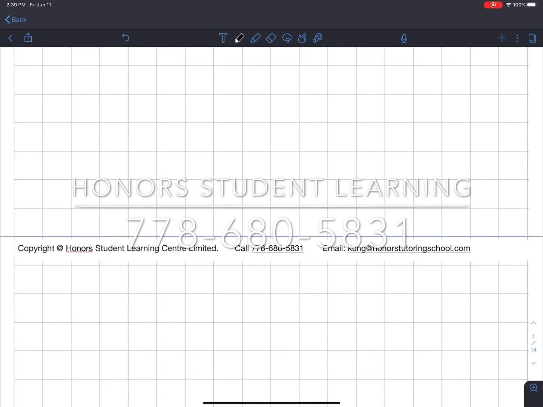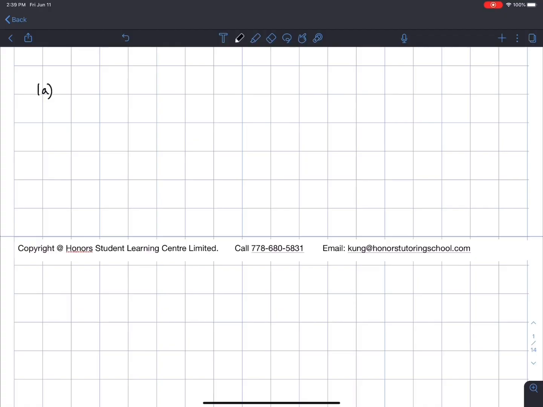Okay, moving on to question 1. 1a, every whole number is an integer. Well, this is true. Remember your whole numbers are 0, 1, 2, 3, keeps on going.